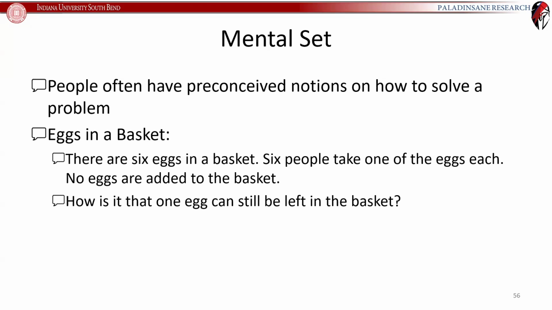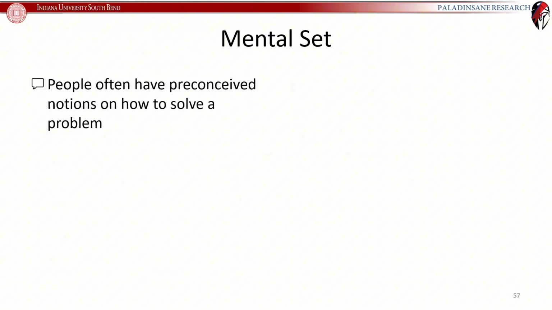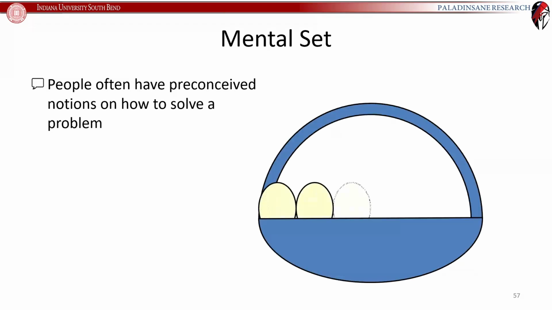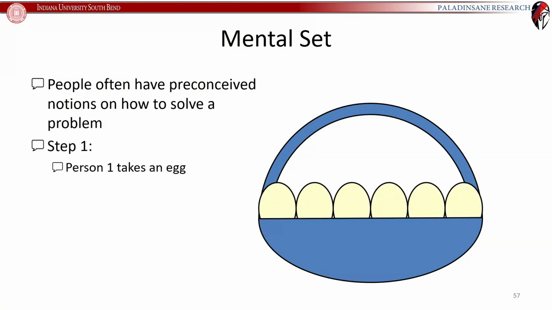Why is it that we were not able to get around that obstacle of how do we have that last egg in the basket? Well, one of the explanations for this is that you fell into a mental set trap. You had a preconceived notion on how you're going to solve the problem, and you just kept applying that same operator over and over and over again. So again, you have your basket, you have your 6 eggs, and step 1, a person takes an egg.